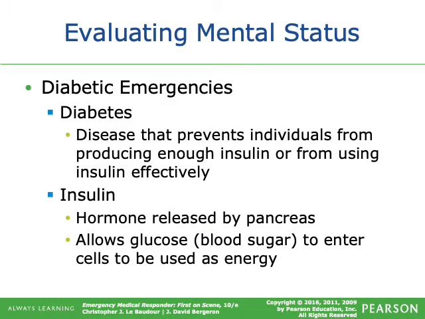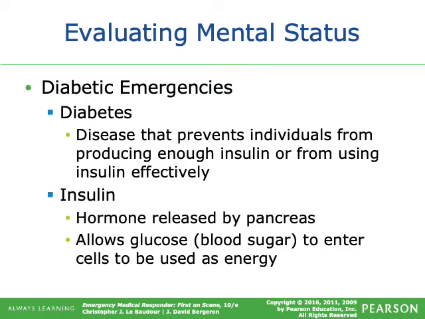Alright, so diabetic emergencies. This relates to diabetes. Diabetes is a disease that prevents individuals from producing enough insulin or from using insulin effectively. Insulin is a hormone released by your pancreas. It allows glucose, or your blood sugar, to enter cells to be used as energy.